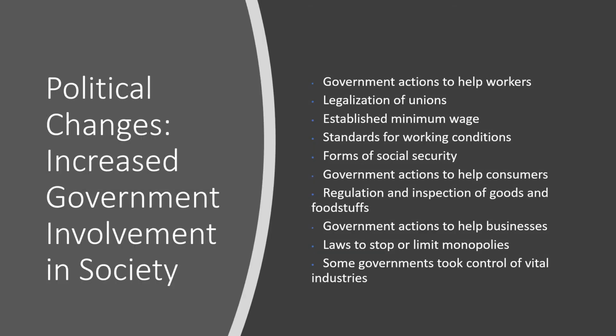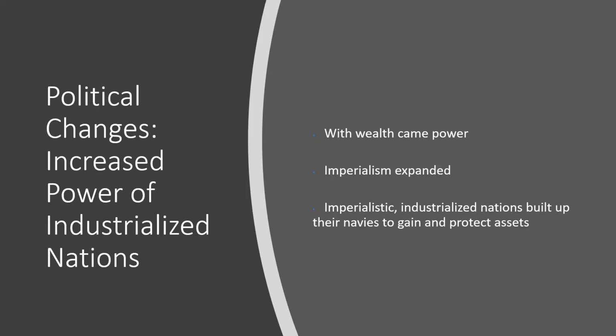And with that was government involvement. To meet those demands, the governments would take actions for the workers. They would legalize unions, establish minimum wage, create forms of social security. There would be government actions to help the consumers. There would be regulations on the goods, government actions to help businesses. So it'd be more like government involvement to help the workers.